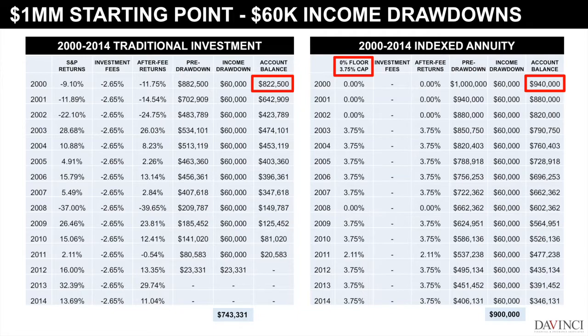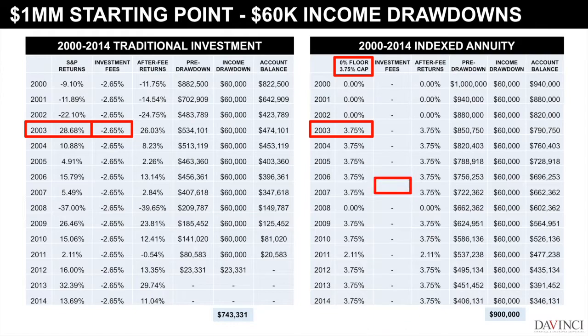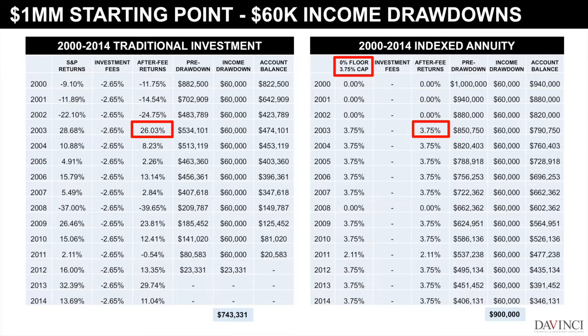Now, when the market's up, here's what happens. Take 2003. The market was up 28.68%. So in the indexed annuity, you'd only get the maximum cap, which is 3.75% in this case. In the traditional investment account, they're going to subtract that investment fee of 2.65%, whereas there's no investment fee in the indexed annuity. So the net after-tax return on the left in the traditional retirement account is 26.03% versus 3.75% on the right side. After the returns in that year, here's what happens to your account value in both scenarios.